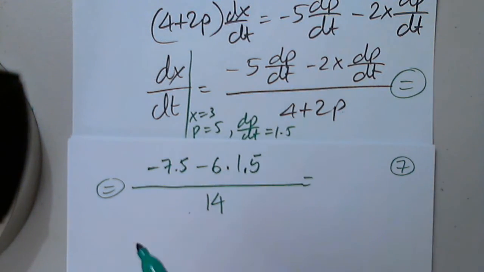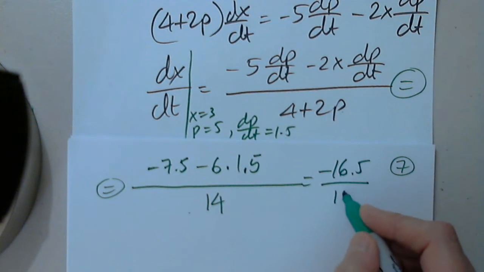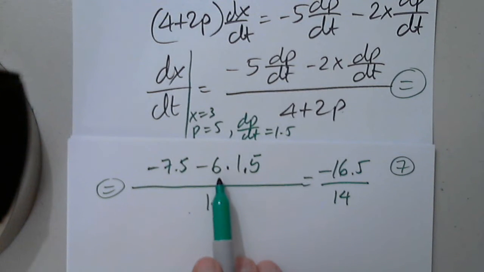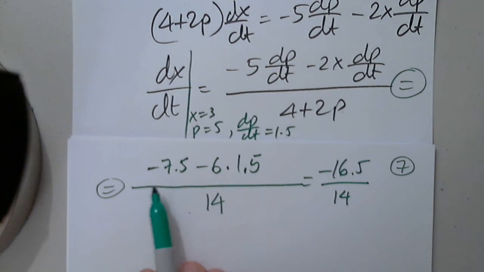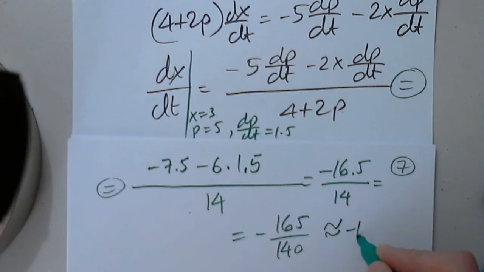Okay, so we get negative 7.5, and this is negative 9. Correct my numbers. I think it's negative 16.5 over 14. Right? So this is negative 9, negative 7.5, negative 16.5 over 14. So we can write it as negative 165, multiply top and bottom. And we can calculate this and see what it is. So 165 divided by 140. Okay, negative 1.2 roughly. So approximately negative 1.2.